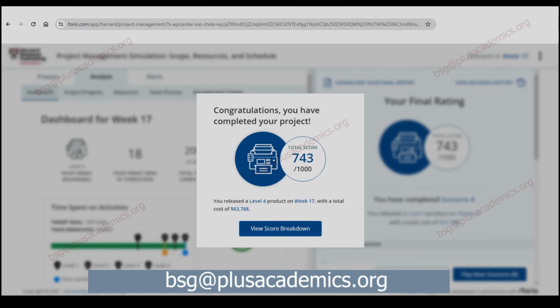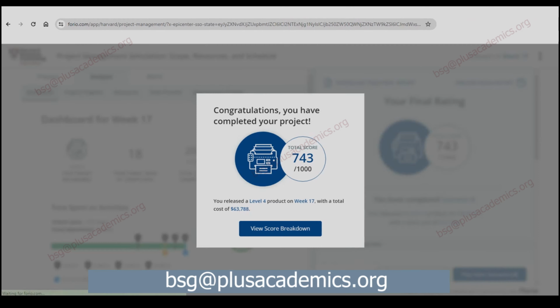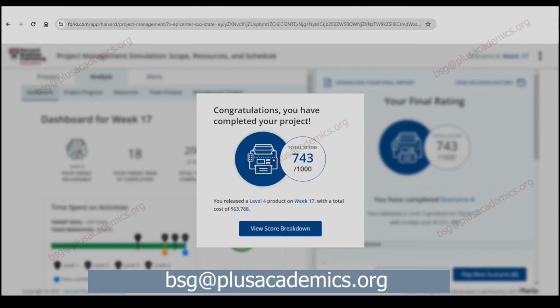This is a simulation provided by Harvard Business Publishing Education and we are going to go straight and start making decisions. I hope you have read the brief. This is scenario A and in short, you are making printers because the competitor has a plan to produce a new printer that's likely to be superior to our company's.